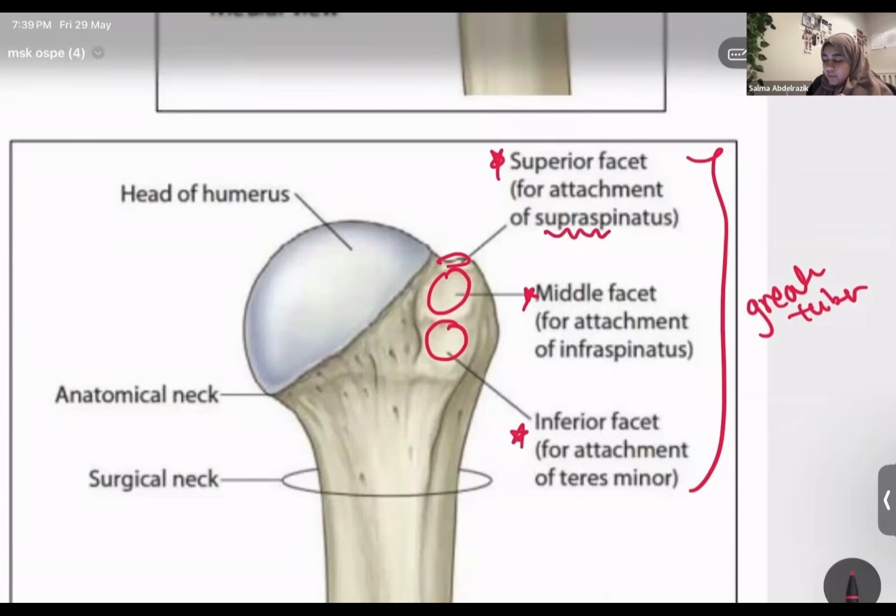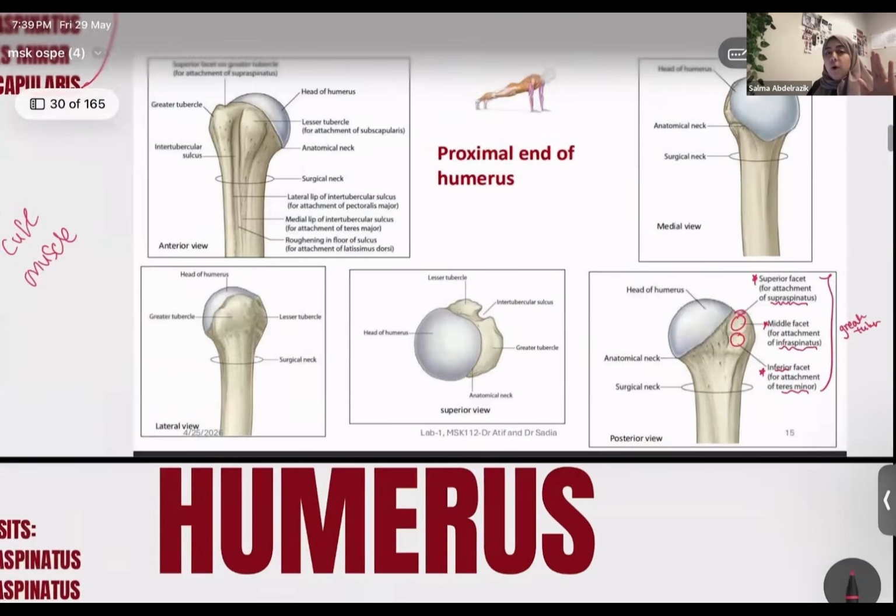Superior is the attachment for supraspinatus. Middle is the attachment for infraspinatus. They always come together. Superior and middle, top and bottom, so it's supraspinatus and infraspinatus. And then you have the inferior facet for teres minor. I feel like this picture doesn't do justice, so how about we just go to another picture?